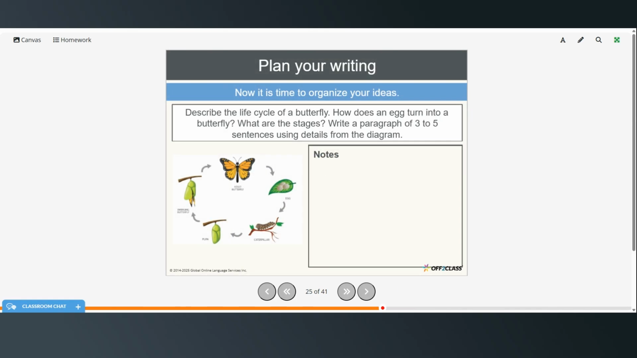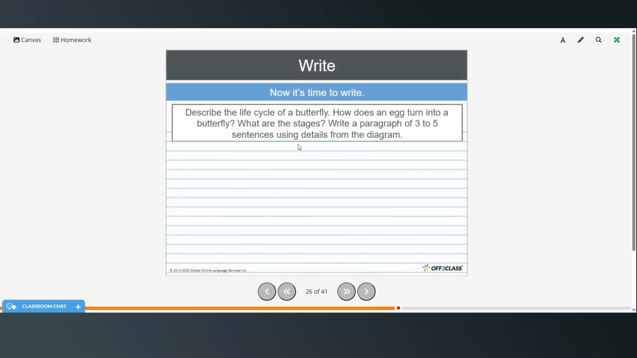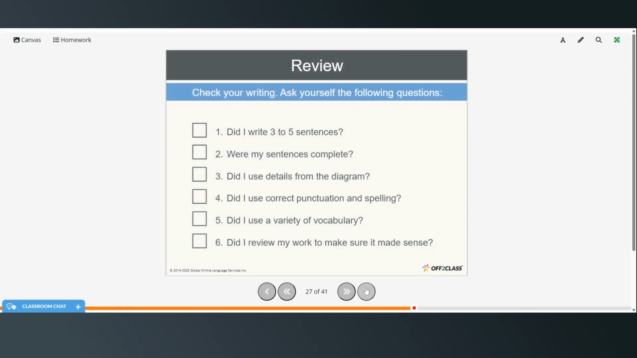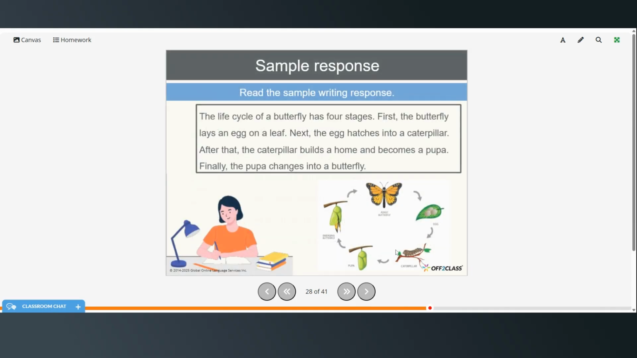All right, so you would describe the life cycle, organize your ideas by looking at the diagram and any notes that you took from the reading. Go ahead and write your paragraph. And then when you're finished writing, be sure to check your paragraph against this checklist. And now we'll look at a sample response.